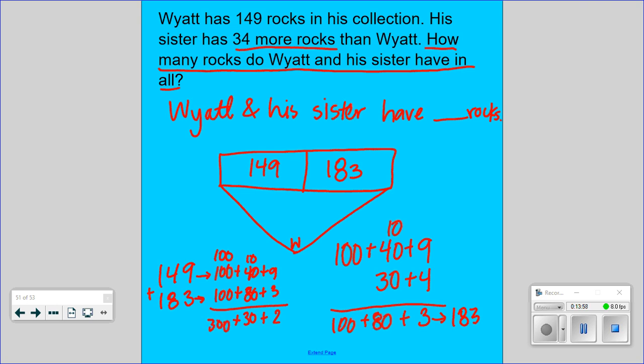Ethan, can you put that back in standard form for me? To put it back in standard form, you would have 300 and 30 and 2. What number is that? 332. Is that right? Yes.